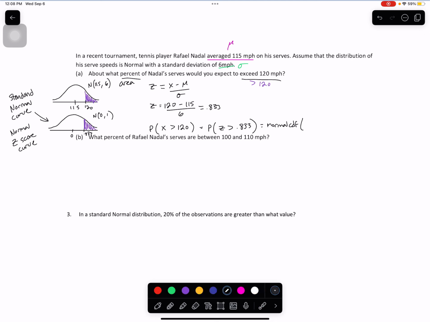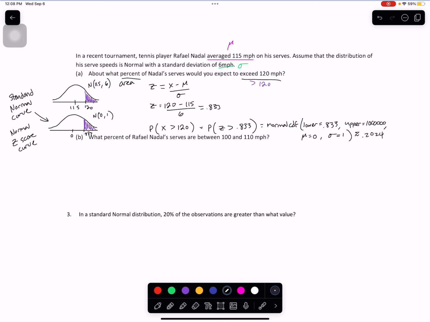Whenever you use normal CDF, you have to label the numbers, what they are. You cannot just put numbers in the parentheses with commas. You have to label them. So we have the lower bound, just say lower, which for us is 0.833. For the upper, I will usually just say 1,000,000, especially if you're using these z-scores. It's just a really large number, kind of a ridiculous z-score. It would mean 1,000,000 standard deviations away. Our mean is always going to be 0, and our standard deviation is always going to be 1 because it's a z-score normal curve.